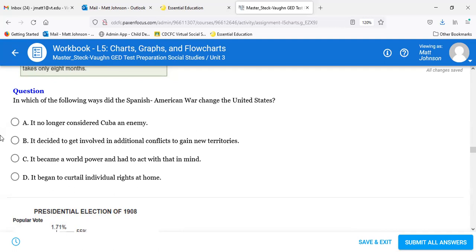B, C. Yeah, the difference between B and C basically. So here it's stating that it decided to get involved in additional conflicts to gain new territories. That's sort of implying that President McKinley and maybe the War Department were saying, hey, let's go get new territory, which really wasn't the case. We were still pretty much isolationist.